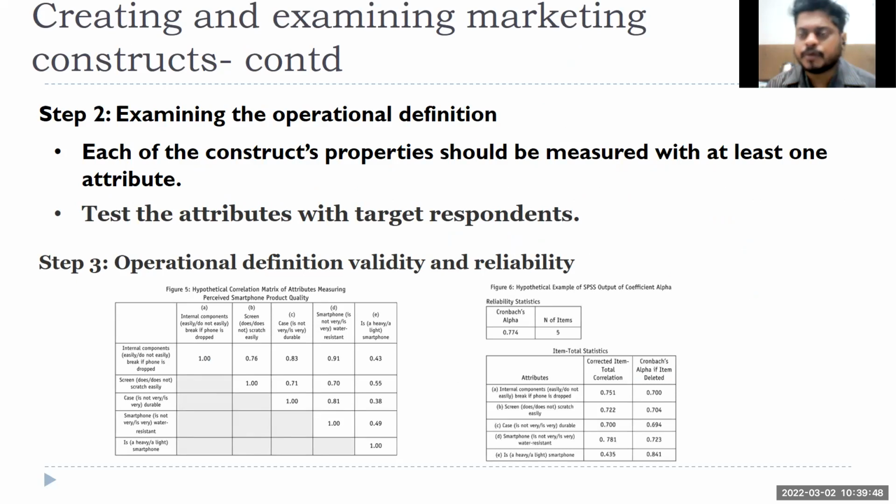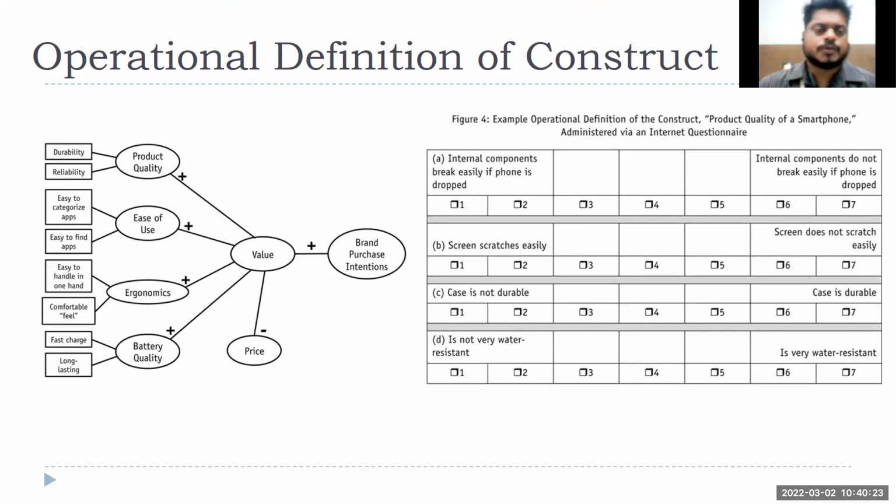Then, examining the operational definition. When we say examining the operational definition, it means checking whether the definition I made is measurable. If I say I want to measure customers' attitude towards a certain brand, is attitude measurable? Is intelligence measurable, or is your confidence measurable? Can I measure that? Then validity and reliability will come back later on. How to test validity and reliability, and what the definitions of validity and reliability are, we will come back to that later on.